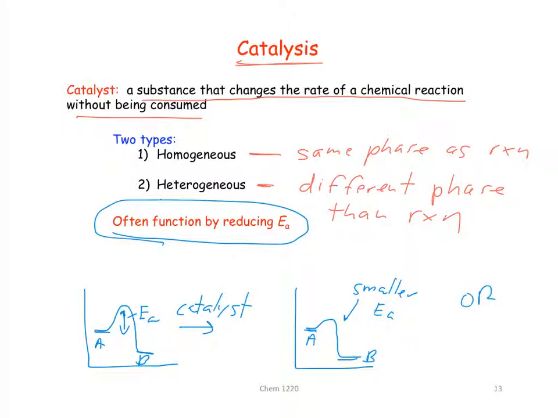So we could also have something like this, where it goes from here. And it maybe has another hump in here, okay? Or it changes the mechanism, okay? So we see that there's another intermediate, so we know the mechanism is different. But still, it's not changing the relative heights of the reactants and products, all right?